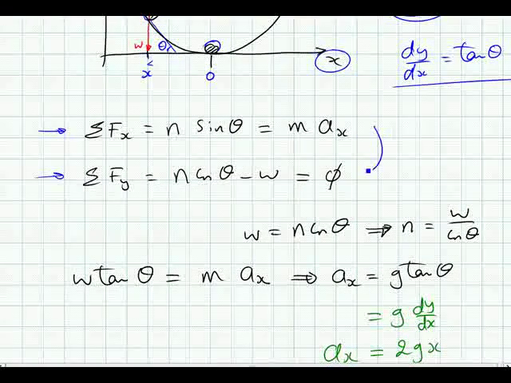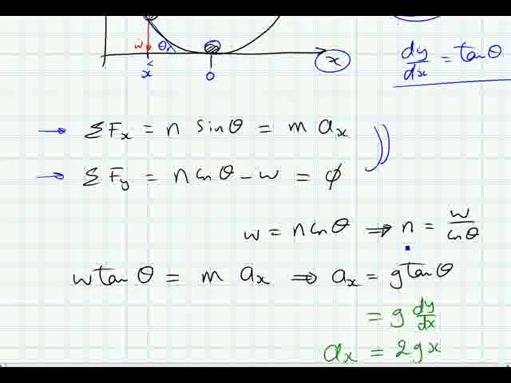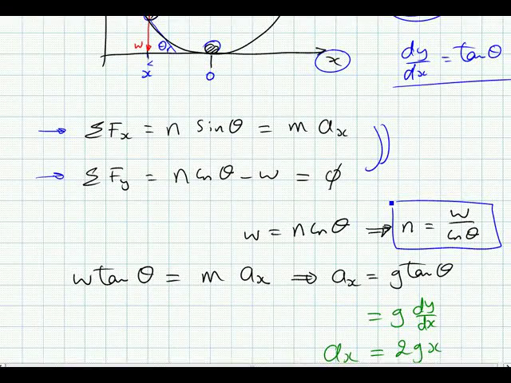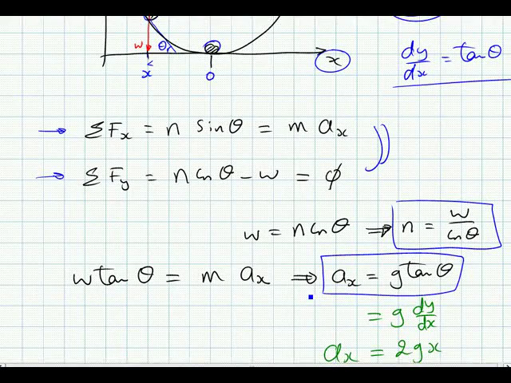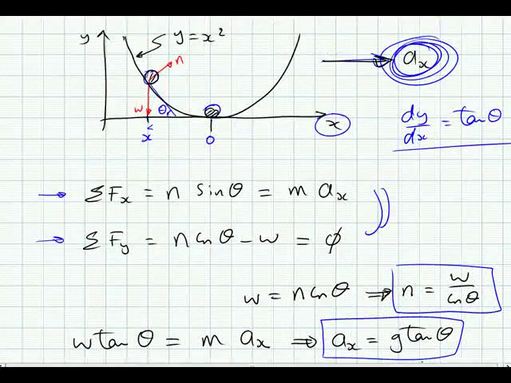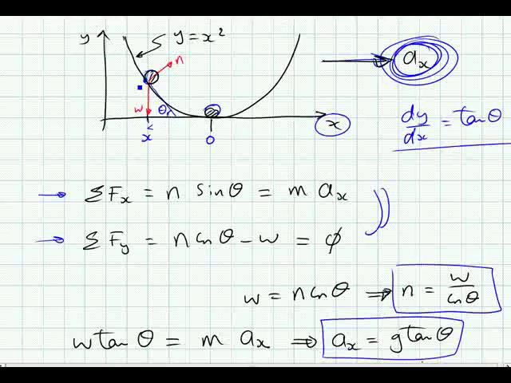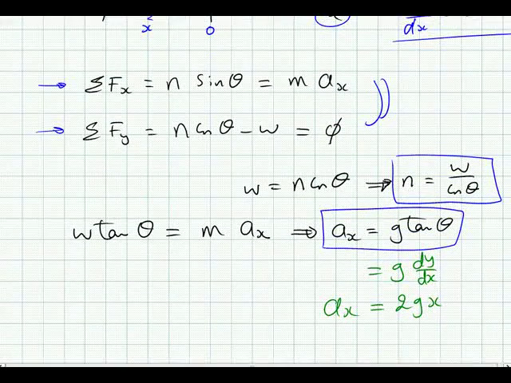And from these two equations up here, we can show that the normal force N is equal to W divided by cos theta, and doing a simple substitution, we end up with this relationship here, where a_x is equal to g tan theta. Once again, theta is the angle that the tangent to the trajectory plot makes with respect to the x-axis.